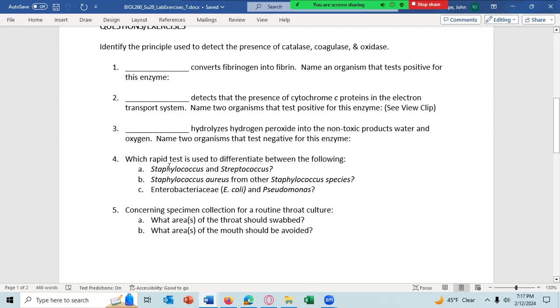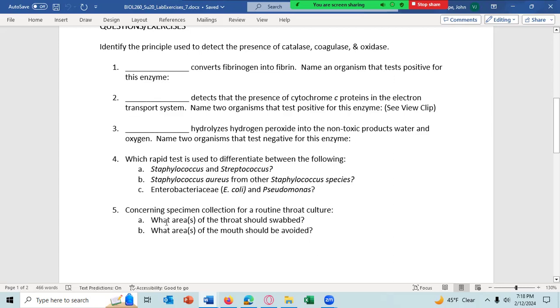4, which rapid test is used to differentiate between the following? Between 4A, Staphylococcus and Streptococcus. And by rapid test, we're talking about one of these three enzymes. And then 4B, which rapid test can distinguish between Staphylococcus aureus and other Staphylococcus species. And then 4C, which rapid test can distinguish between Enterobacteriaceae, such as E. coli, and Pseudomonaceae, such as Pseudomonas aeruginosa.